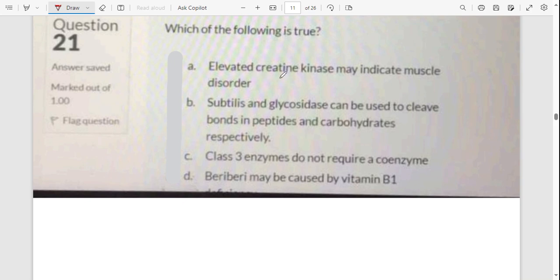Elevated creatine kinase may indicate muscle disorder. This is true. Creatine kinase is produced by muscle. So if you have elevated creatine kinase, the enzyme, then that would indicate a problem with the muscle.